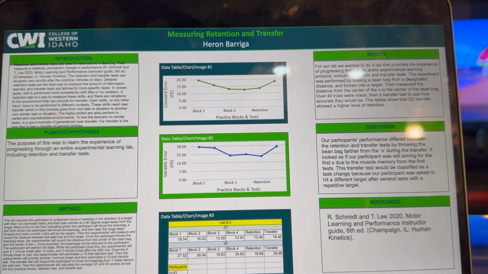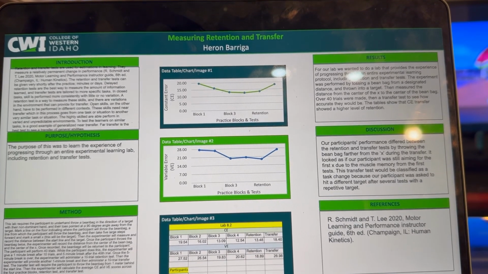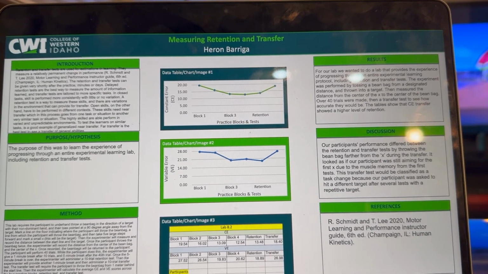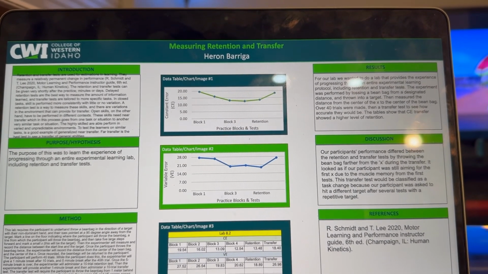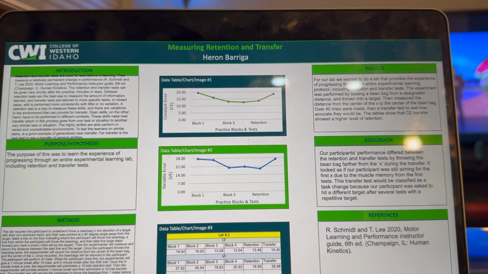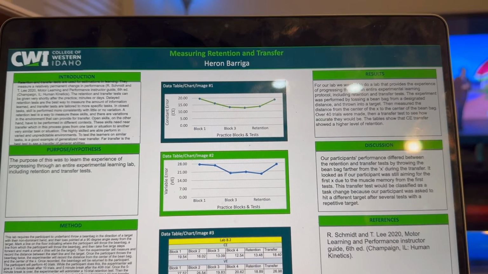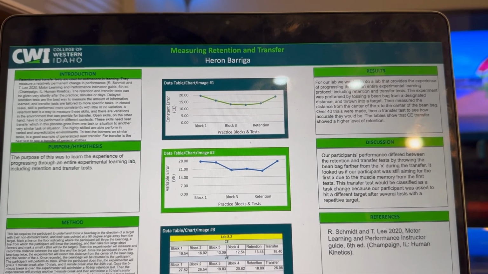more specific tasks. In closed tasks, skills are performed more consistently with little or no variation. A retention test is a way to measure these skills, and there are variations in the environment that can provide for transfer. Open skills, on the other hand, have to be performed in different contexts. These skills need near transfer, which in this process goes from one task or situation to another very similar task or situation.